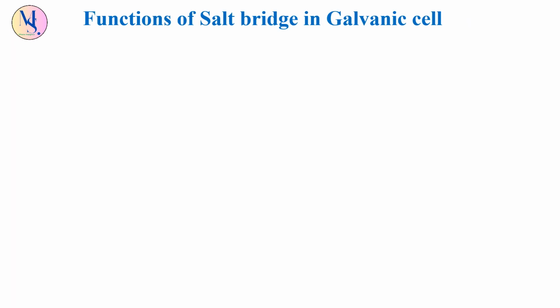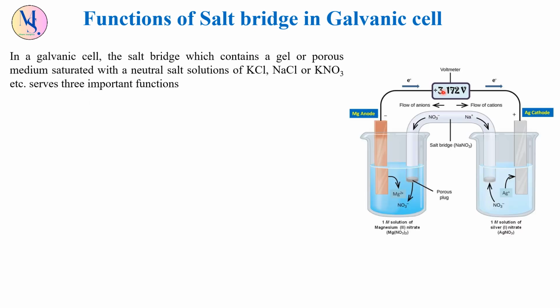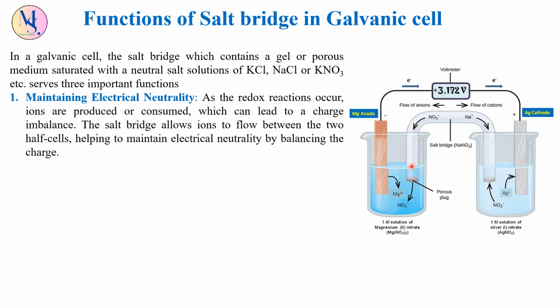As the galvanic cell implies a salt bridge, we must know the function of the salt bridge, which consists of a gel or porous medium saturated with a neutral salt solution of potassium chloride, sodium chloride, or potassium nitrate. This salt bridge serves three main functions.